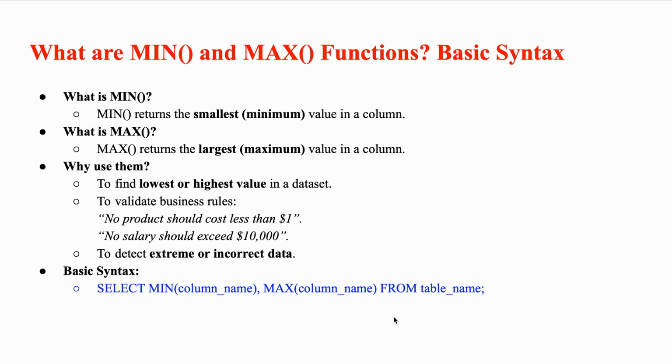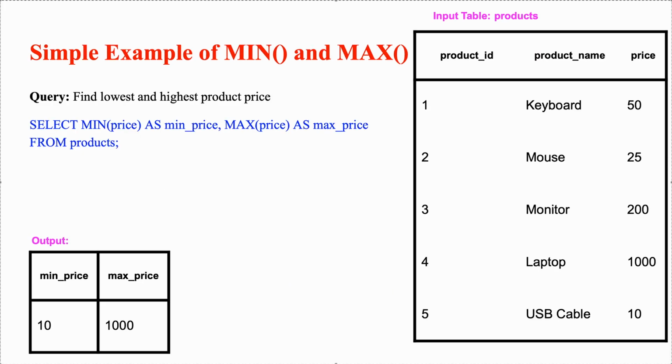And here's the basic syntax. Select minimum column name, comma, maximum column name from table name. Let's look at an example using this products table. It has columns for product ID, product name, and price. Now, say we want to find the lowest and highest product prices. We can use this query.